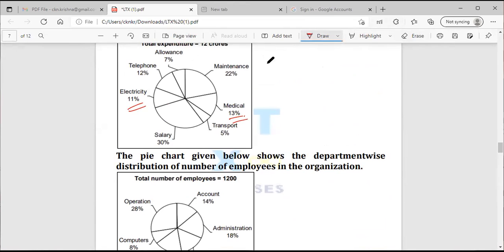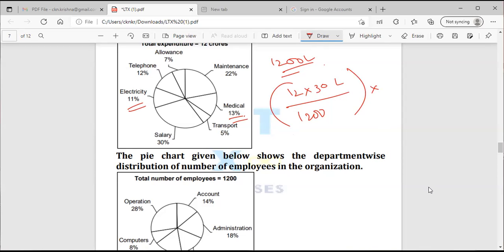Total 1200 lakhs, which is 12 crores. In that, salary is 30%. For every 100, 30. For 1200, it is 12 into 30 lakhs, right? Total number of employees is 1200, so for every single employee, it is divided by 1200.